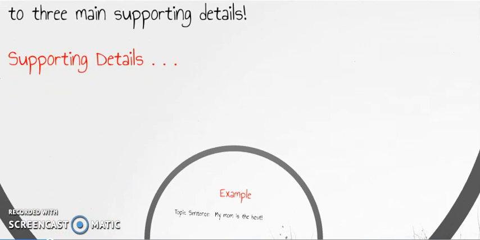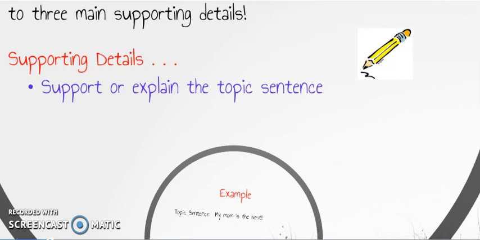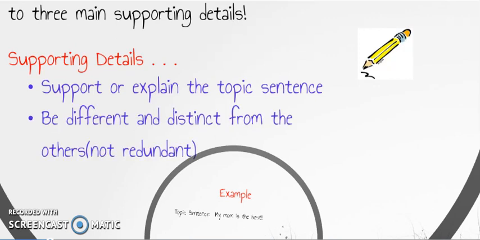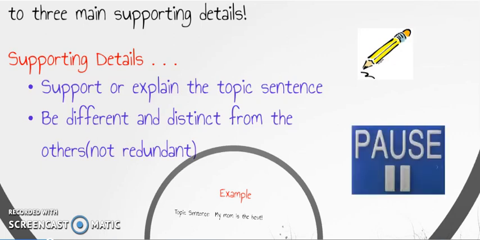Well, those supporting detail sentences should, and here you're writing in your notes because there's the pencil, support or explain the topic sentence, and they need to be different and distinct from each other. That means that they're not redundant. Redundant means that it's repetitive. Let's take a look at some examples of supporting detail ideas after you pause and finish taking notes on this.